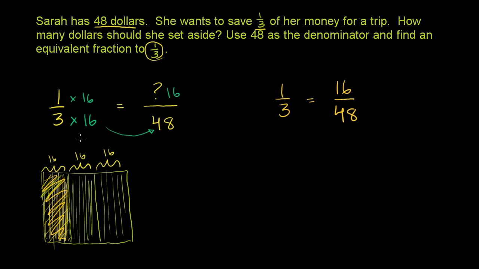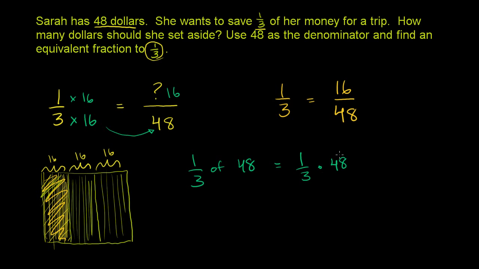So one way to think about it, you just say, well, 3 times 16 is 48. So 1 times 16 will be my new numerator. So it'll be 16. So one-third is equal to 16 over 48. And another way you could think about it, which you'll learn in more detail later on, is we want one-third of 48, right? That's how much she wants to save. One-third of 48 is equal to one-third times 48.